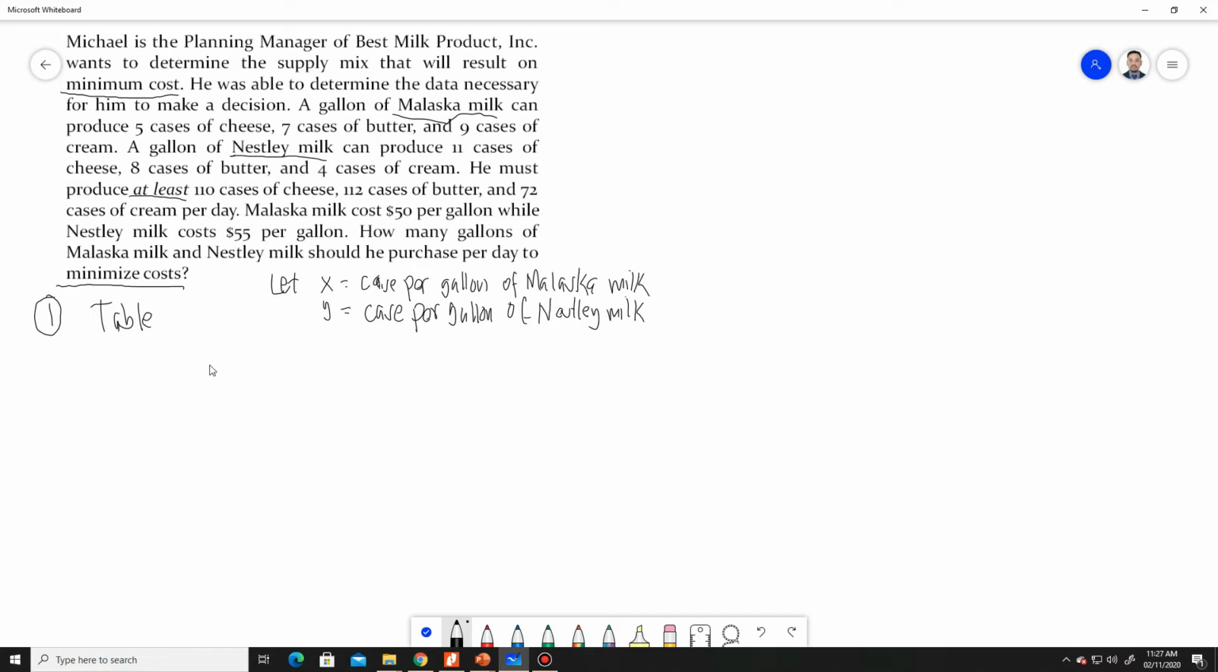Okay, we have the row info, our outputs, and then we have the products x and y. This is in cases per gallon. And then we have the sign and the right hand side values or the parameters.